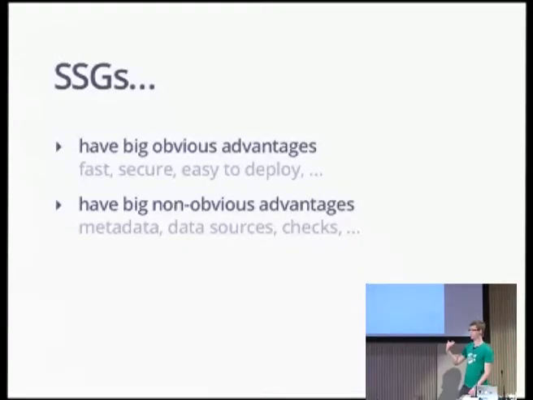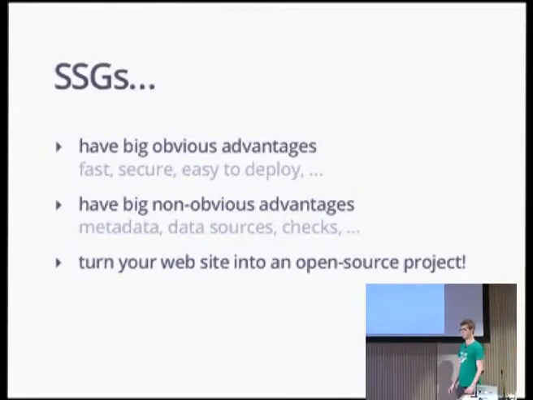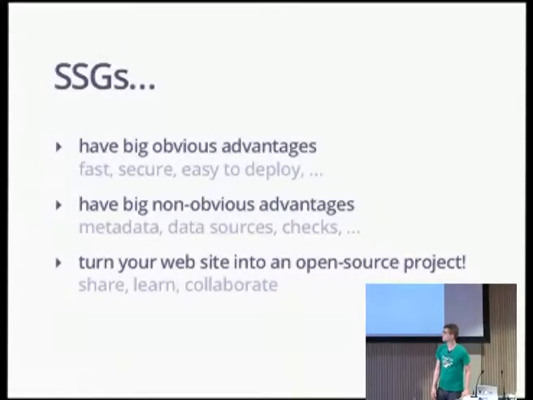Because you compile the site up front, you can use checks. So the checks are validating HTML, CSS, internal links, etc. And with SSGs, you can turn your website into an open source project. So for example, the GitHub developer site is open source. You can see the code, and when you have your own static site generator site project, then you can share code between others, and you can learn from others because the source code is there, and you can collaborate with pull requests, for example, etc.